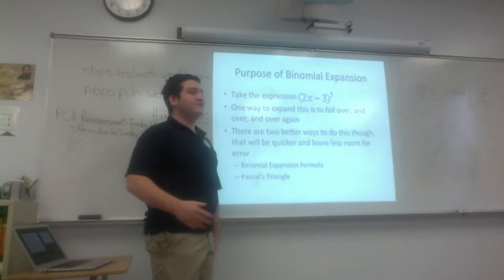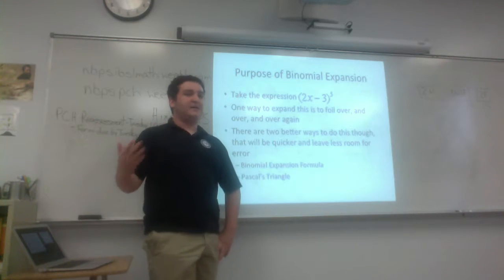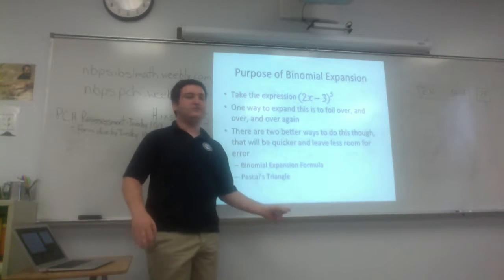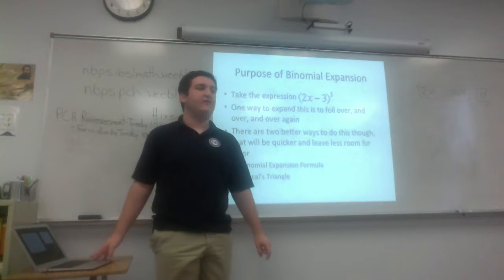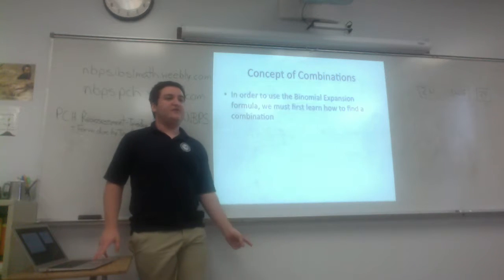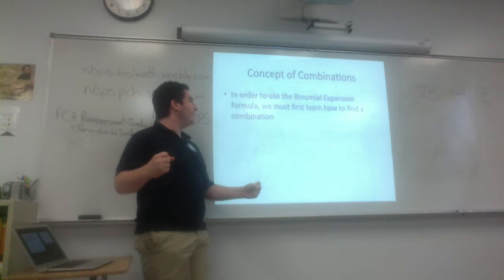So there are two better ways to do it, quicker ways that will give you the right answer quicker and a better chance of getting it accurate. There's the binomial expansion formula, which we'll talk about later, and Pascal's triangle, which will make it very easy to find coefficients. So first, before we do that, we need to learn the concept of what a combination is. That's actually from probability. All math is connected, yay.